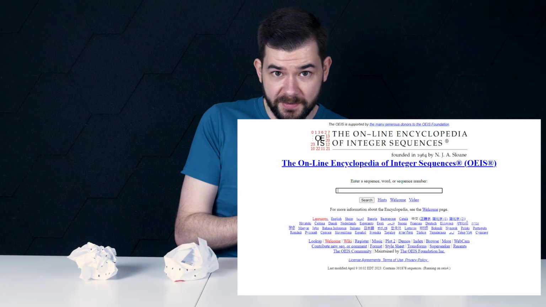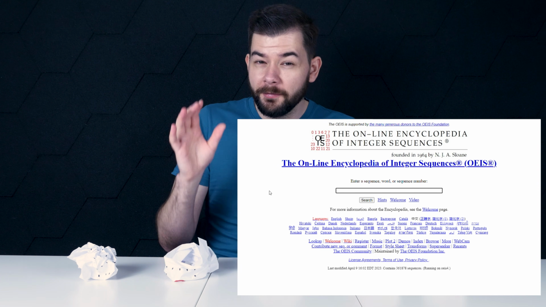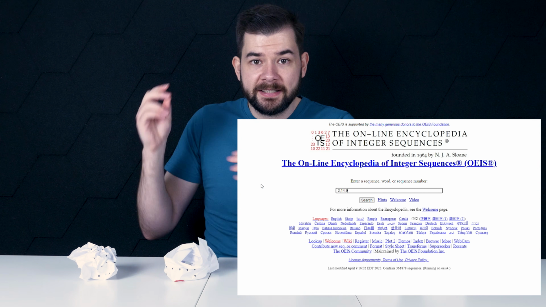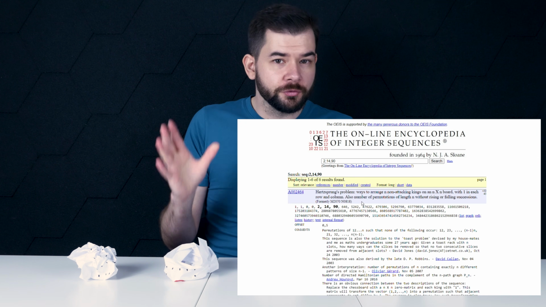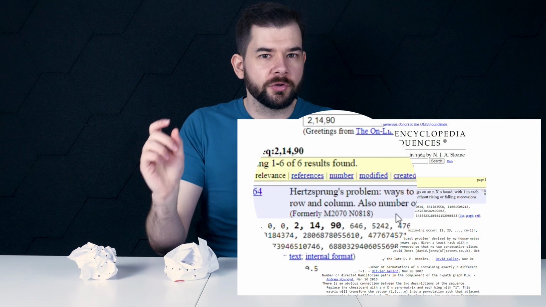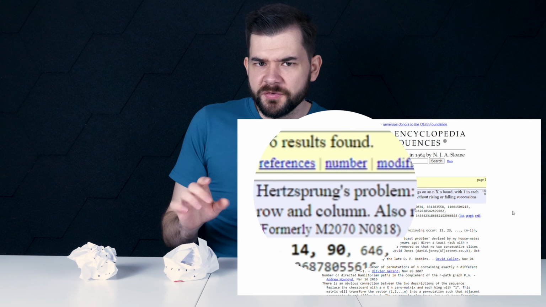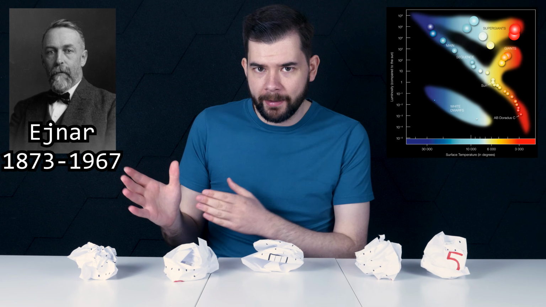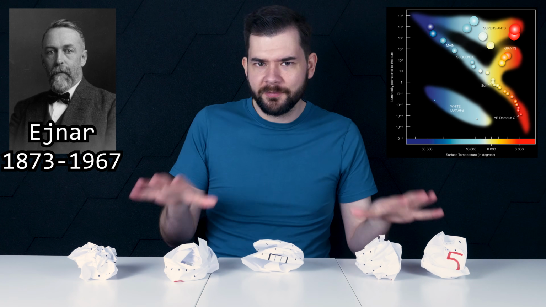And I did eventually find something in the fantastic Online Encyclopedia of Integer Sequences. I typed in those numbers that have haunted me ever since my teenage years. 2, 14, 90. Lo and behold, the first results reference something called Hertzsprung's problem. Now, my first thought was, why on earth did Ejnar Hertzsprung, the guy most famous for stellar classification and the Hertzsprung-Russell diagram, care about such a weird counting problem?